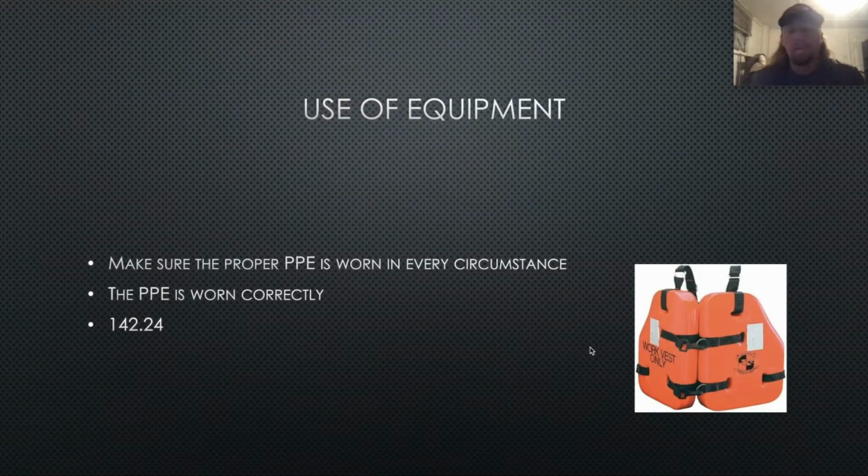Working outside, a life jacket is going to be required. Inside, life jackets aren't required. You have no risk of falling in the ocean inside the ship. Another important key part is to make sure the PPE is worn correctly. You can have a life jacket on, but if it's not buckled up, it might not save your life if you fall overboard. Eyeglasses, make sure you're not wearing darks when it's nighttime outside. Just be safe, be mindful of what you're doing.